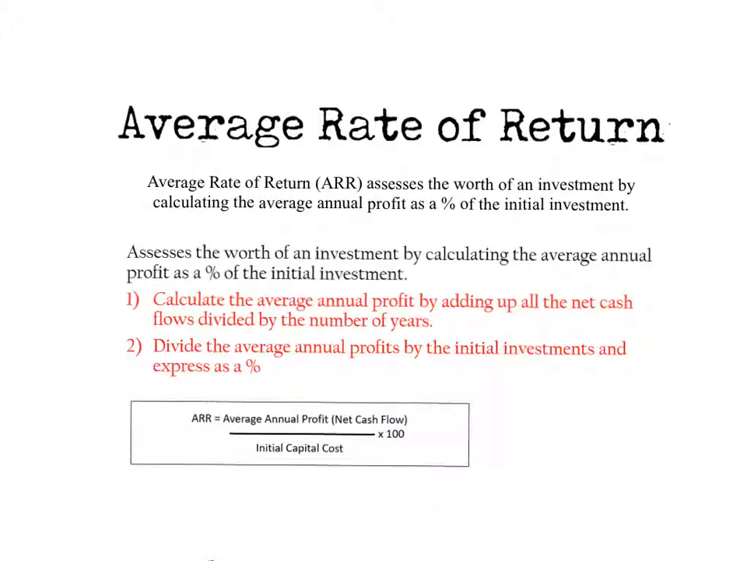So number one, what you do is you calculate the average annual profit by adding up all the net cash flows divided by the number of years. So again, they'll give you this data and they'll give you these figures in terms of sales, revenue and profits. And all you do is just literally do a cumulative profit. And then once you've done that, you divide the average annual profits by the initial investment, and it's expressed as a percentage. So the formula is, obviously you can see below, average annual profits, all the net cash flow, divided by the initial capital cost times by 100.